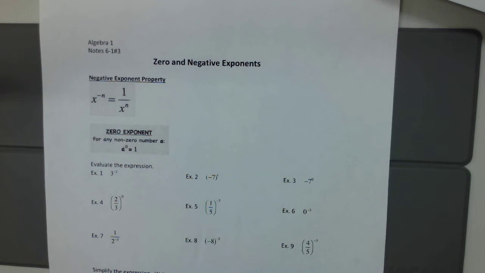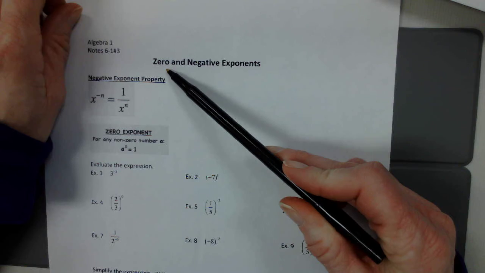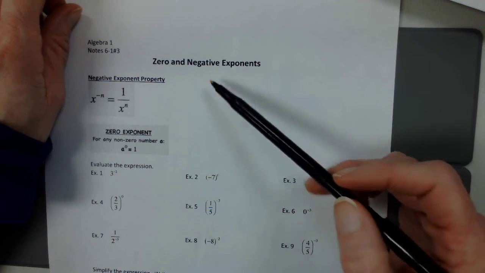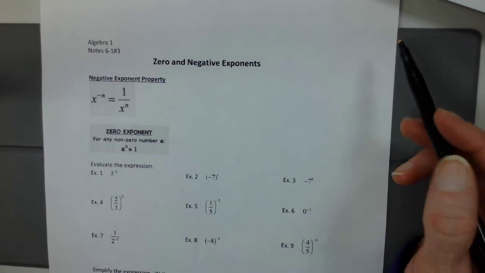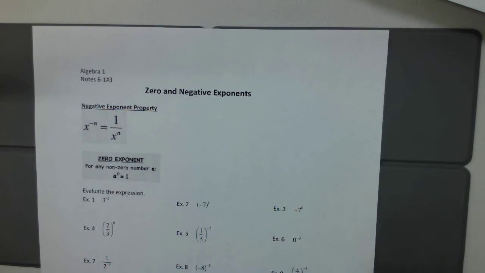All right, so we've talked about exponent rules when we've got multiplication involved, and we've talked about exponent rules when we've got quotients involved. Now we're going to look at a couple of other rules: what happens when we have a zero exponent, and also what happens when we have negative exponents. And what I want to do is just make kind of a table for you.